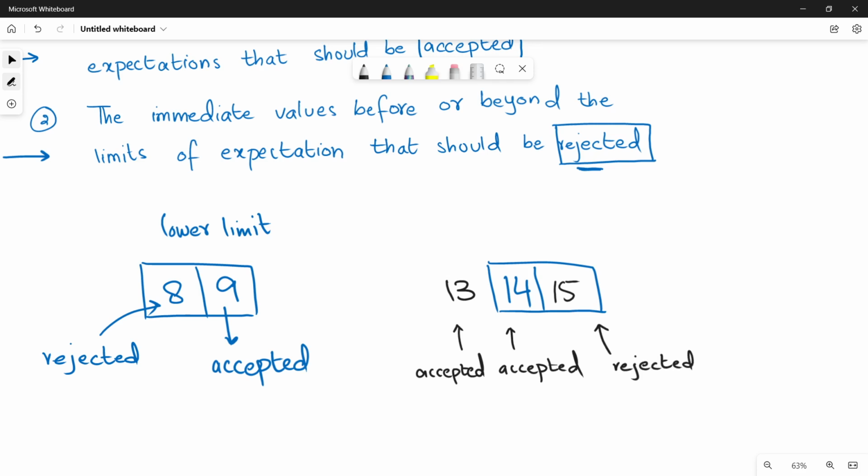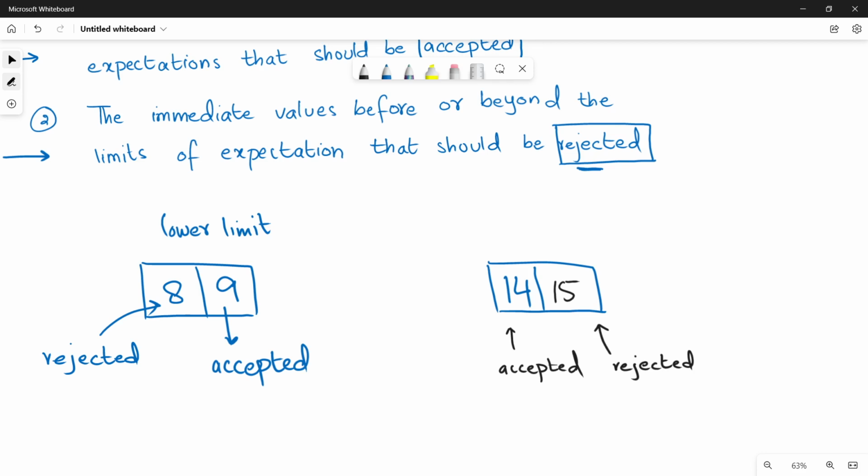So it is better to take 14 and 15 as a pair for the boundary data, because in the boundary data you have to take pairs at both ends in such a way that one value would be accepted by the system and the other value must be rejected by the system. So this is going to be your boundary data, the two pairs at each end of your range.